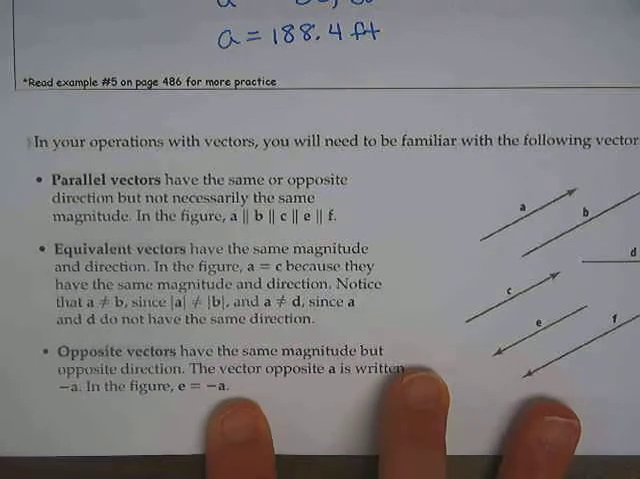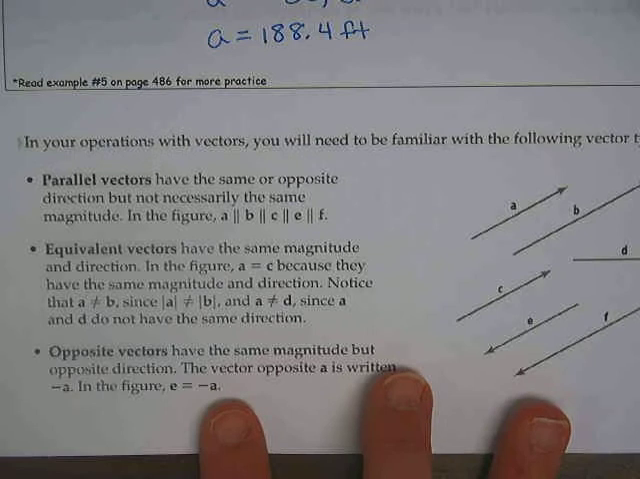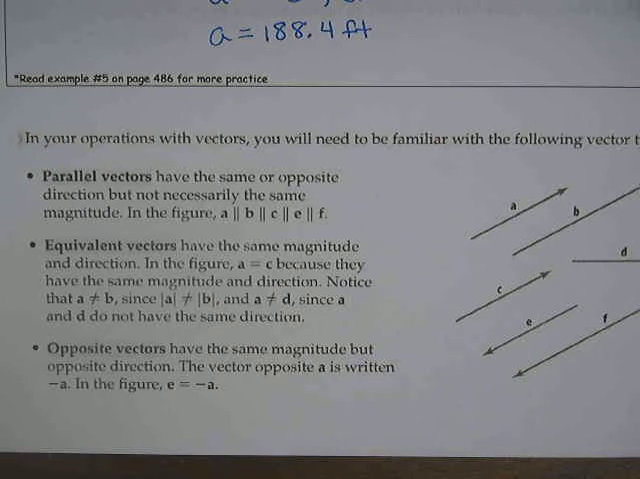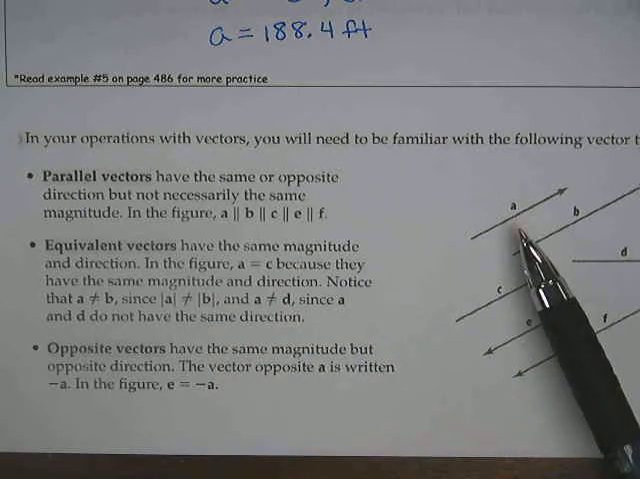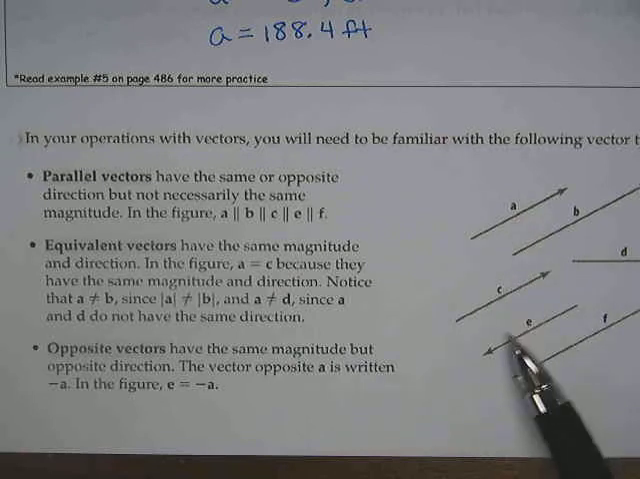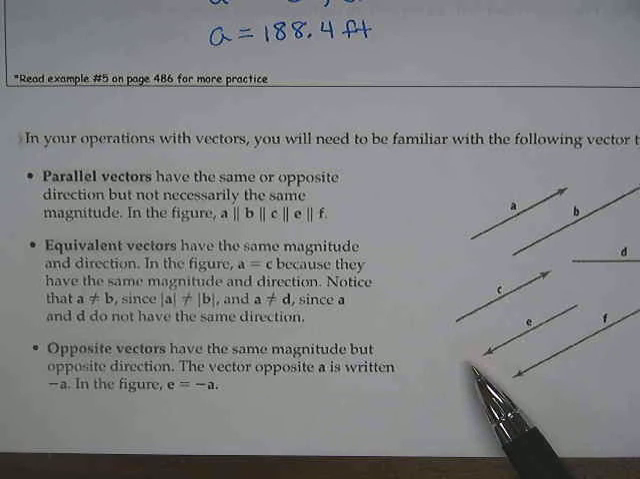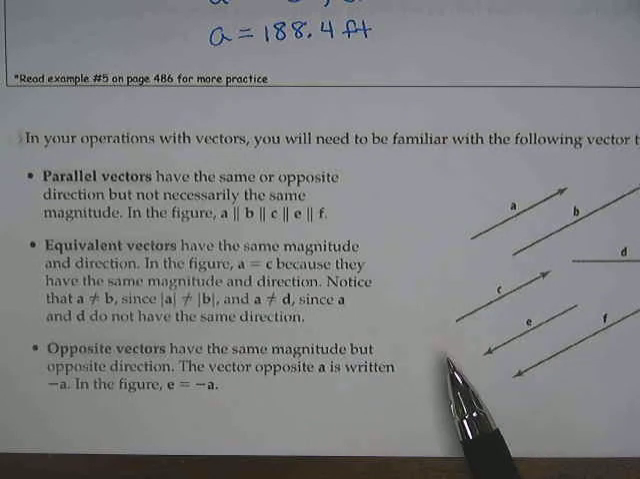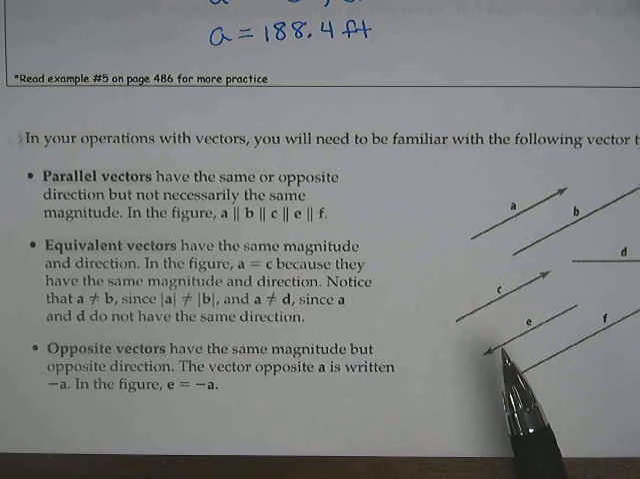Other definitions that we need to know are parallel vectors. So any vectors that have the same direction or opposite direction, so like vector A and vector C are parallel, they have the same direction, but also vector E because it has the opposite. Equivalent vectors have to have the same magnitude and direction. So E would not be equivalent because it has the opposite direction, but A and C are equivalent vectors. Opposite vectors would be A and E because it is going in the opposite direction but has the same magnitude.